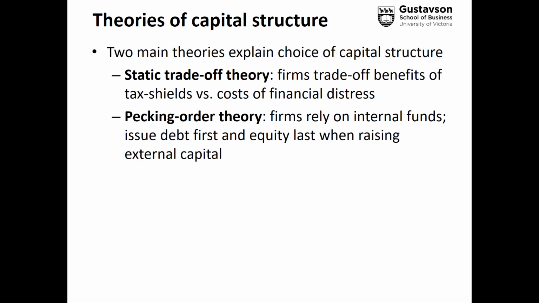The pecking order theory says that firms have a specific order in which they want to raise money. They will rely on internal funds first, generated from cash from operations, which are cheapest. They'll issue debt second, and equity last when raising capital.